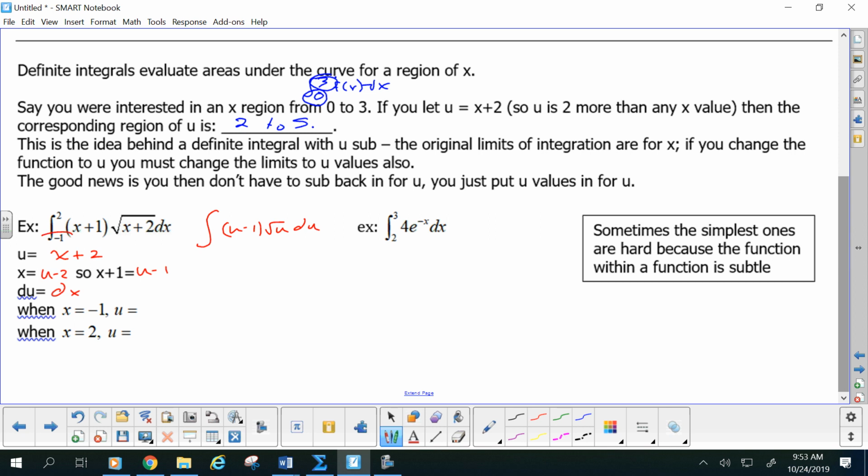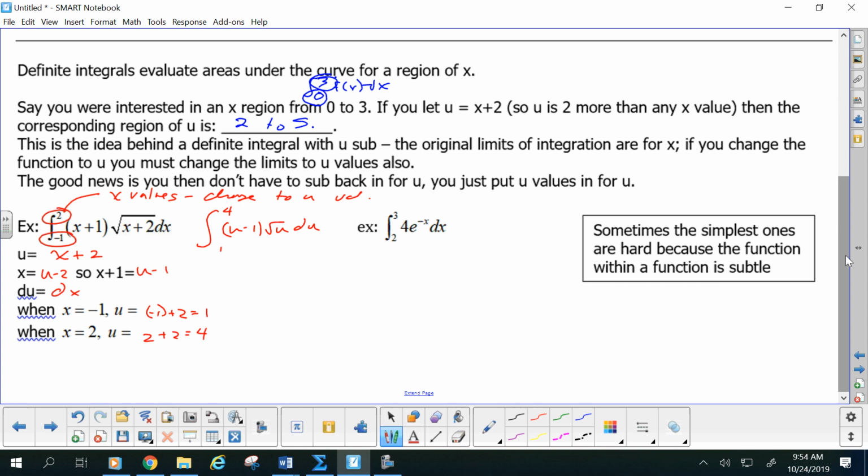Now we can't leave negative 1 and 2. Those are x values. They must be changed to u values. Right? So if x is negative 1, then what's u? 1. U is x, whatever x is, plus 2. So if x is negative 1, then u is negative 1 plus 2, or 1. The lower limit changes to a u of 1. And likewise, when x is 2, u is 2 plus 2, or 4. Bounds change to something totally different.